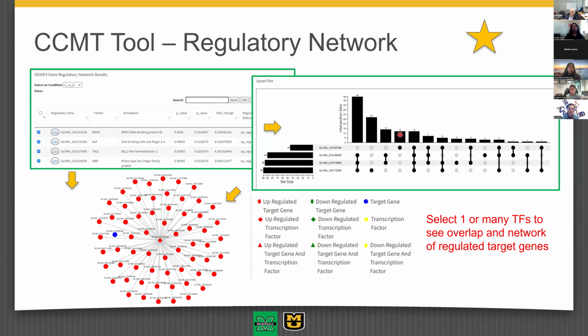Plus, you could do an overlap, because if you had multiple transcription factors with multiple target genes, then you want to see what are the common or the unique ones in that. You could use an upset plot like this to directly, interactively do all of this on the website.